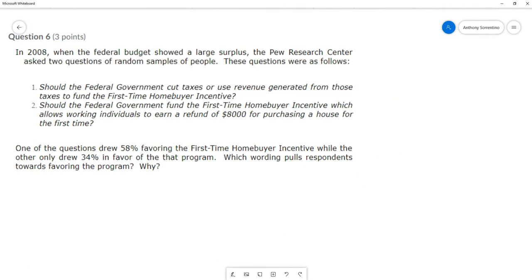In 2008, the federal budget showed a large surplus. The Pew Research Center asked 2 questions of random samples of people.